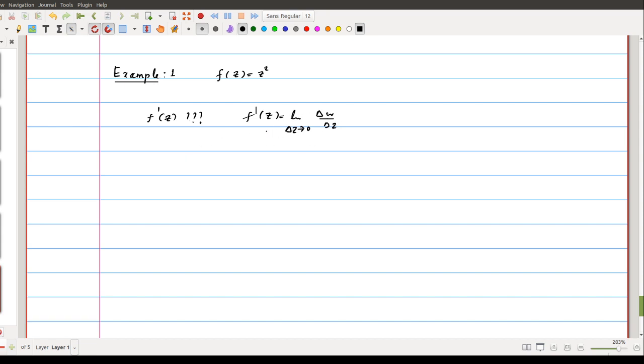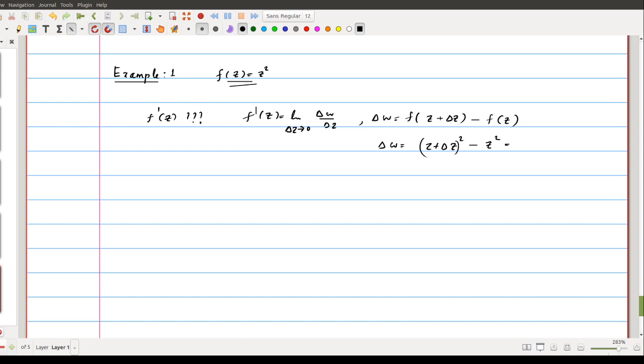Now you write delta omega equal to f(z + delta z) minus f(z). We didn't use z0 because we need to find f'(z) at an arbitrary point. So for a fixed point z, we write the formula: delta omega is f(z + delta z) minus f(z). Now you apply the definition of f. Delta omega will be (z + delta z) whole squared, because f(z) is given as z squared, minus z squared itself.